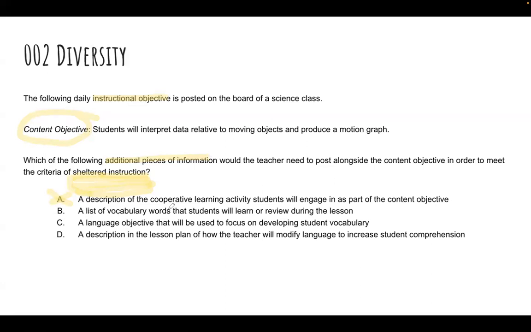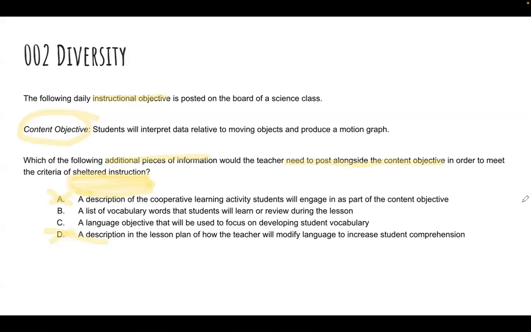Or we have a list of vocabulary words, a language objective, or a description in the lesson plan of how the teacher will modify language. And D has to be wrong because this is in the lesson plan and it says post alongside the content objective. Sorry, guys. What else can we eliminate?